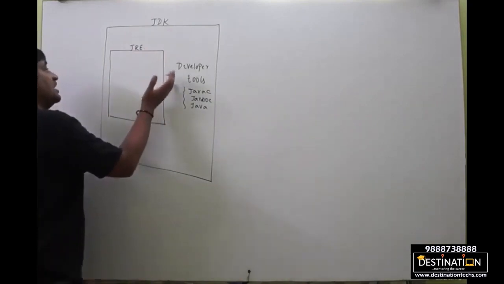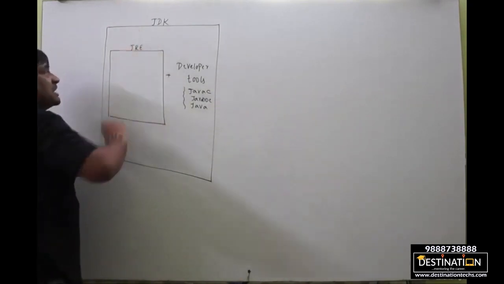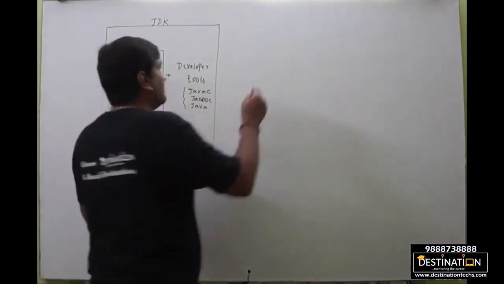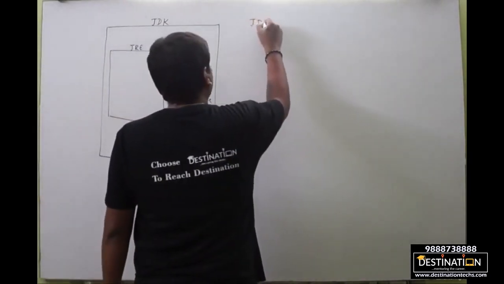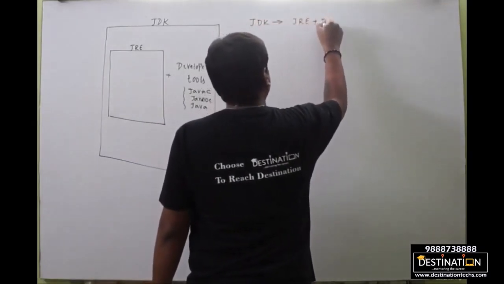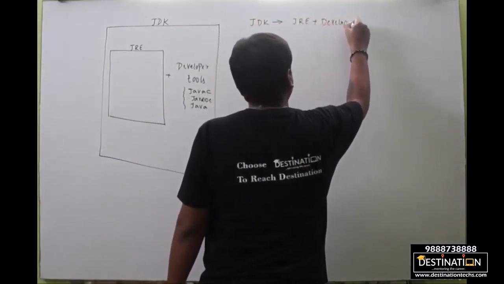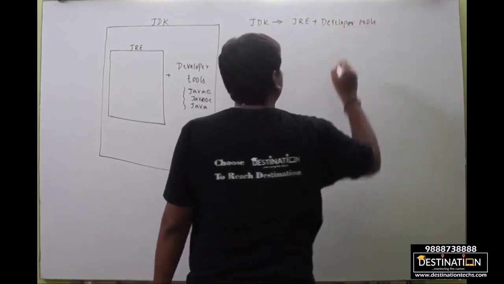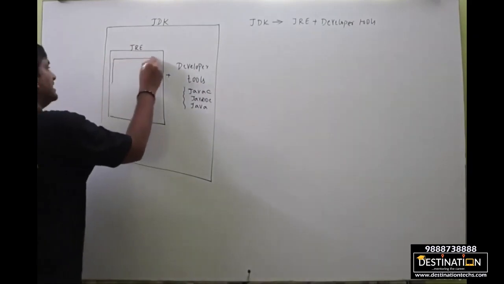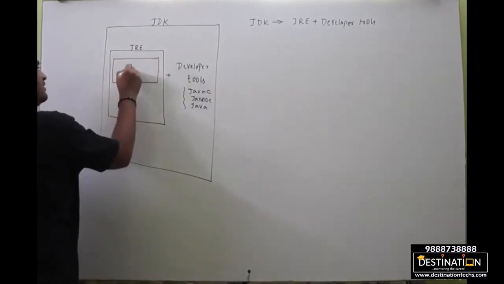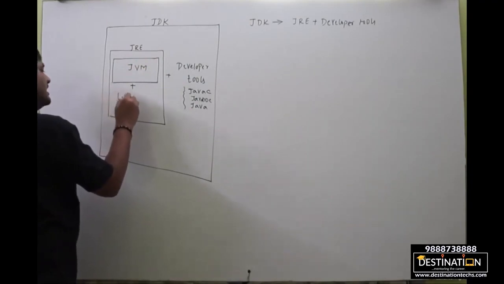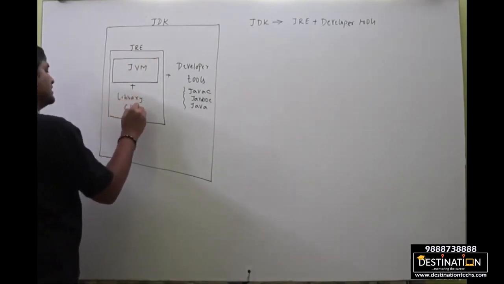Not only that, in order to execute, I want one more person called JRE, that is nothing but Java Runtime Environment. In simple words, if you ask what is JDK, it is nothing but the combination of JRE plus developer tools. That is what is called JDK. And if you ask, sir, what will be inside JRE? Inside JRE, I will have one fellow called JVM plus some more people called library classes.